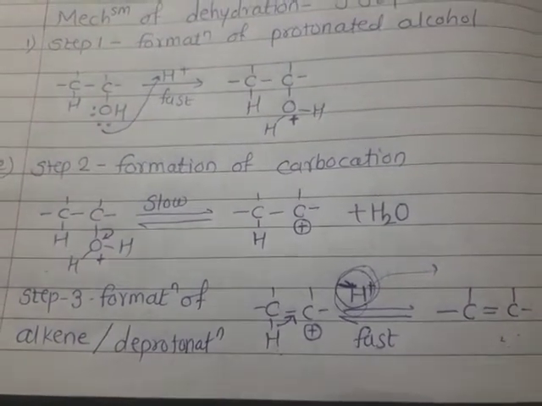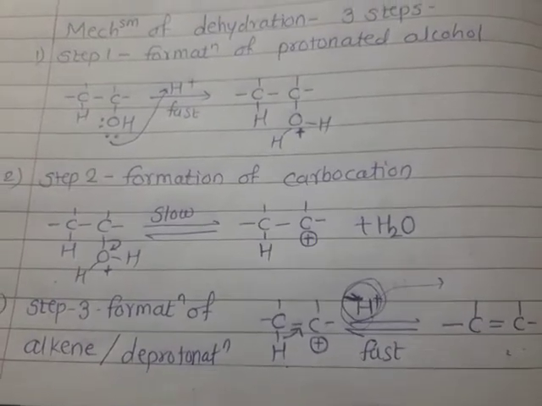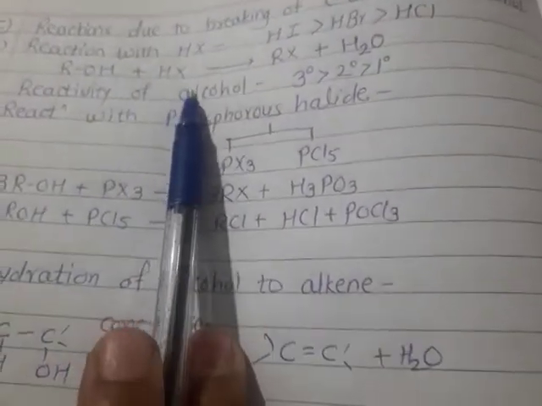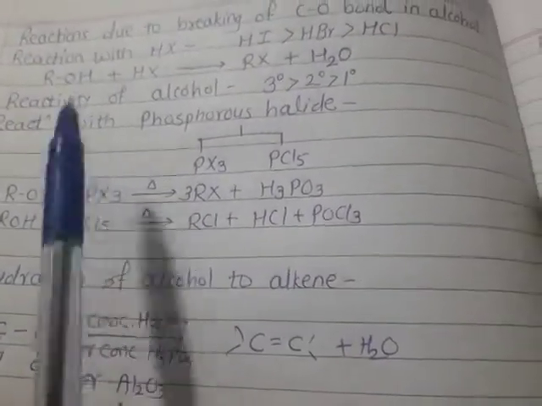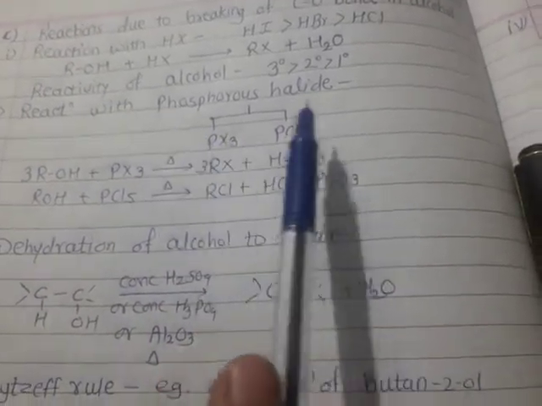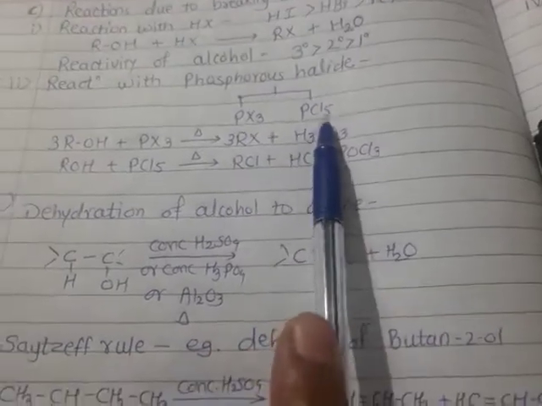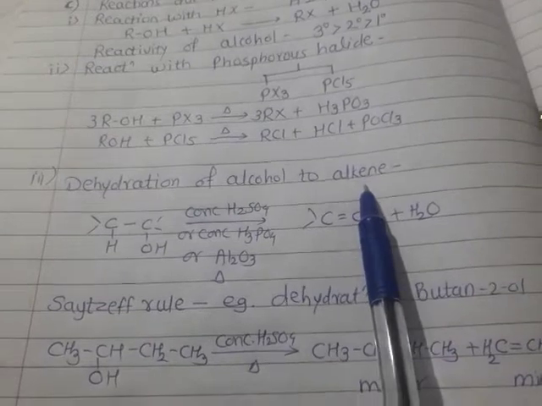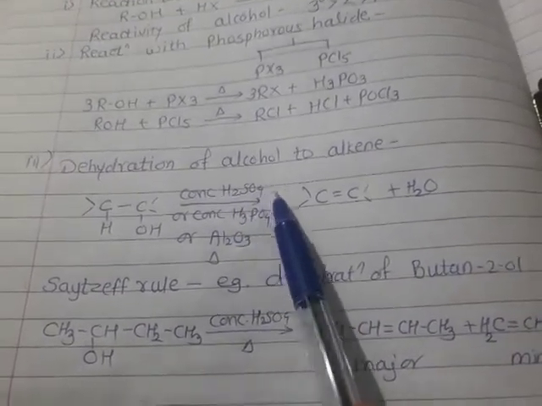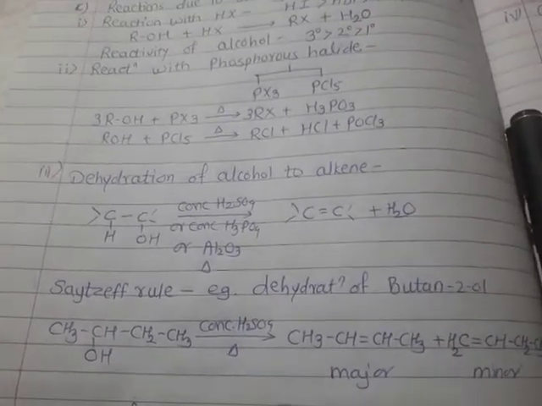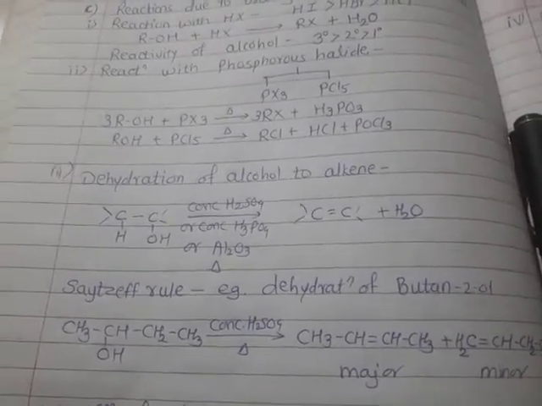These are three reactions where the OH group is replaced by some other group. The first reaction is with HX, where alcohol is converted into alkyl halide. Second reaction, alcohol is converted into alkyl halide by using phosphorus halides. And third reaction, alcohol is converted into alkene by using concentrated H2SO4 or H3PO4 or Al2O3. So these are three reactions where the C-O bond breaks.